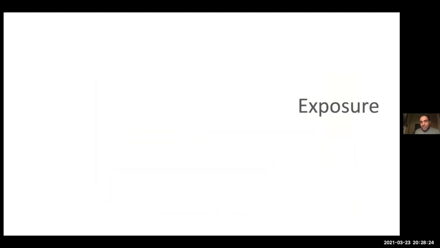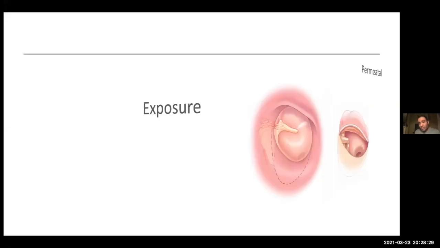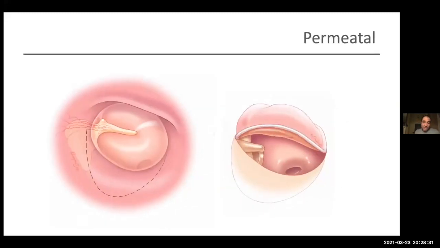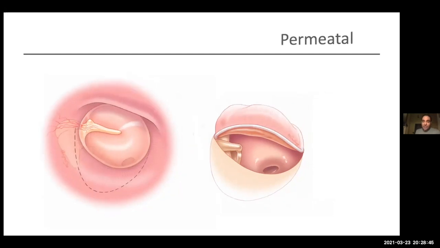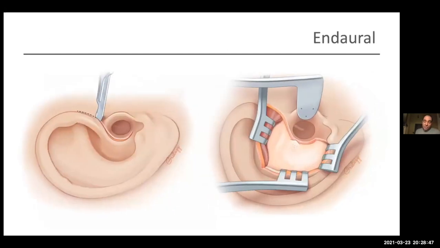So, thinking about the actual surgery and exposure, there are different approaches. You can occasionally get to a cholesteatoma just through the ear. You can lift up the tympanic membrane, and occasionally there are small cholesteatomas that are just there. I've done a few just down the ear canal, permeatal, a small cholesteatoma, and removed it. More often, you need to make an incision.